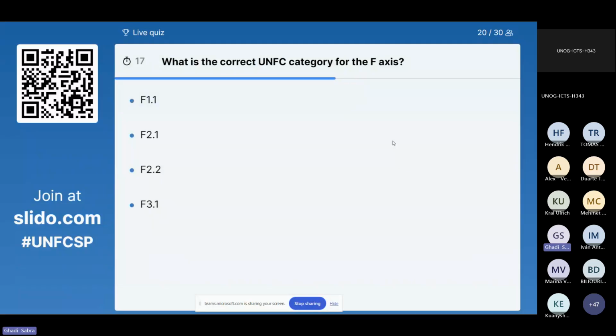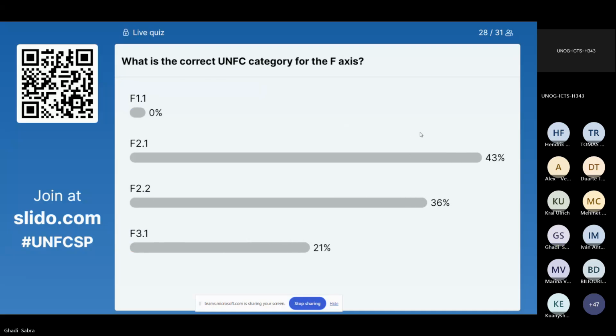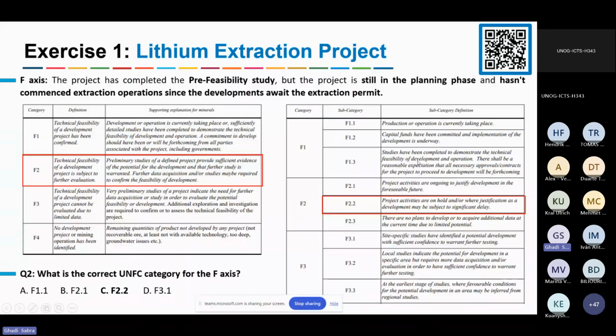That's good. We have 30 enthusiastic participants with us now. That's a good number. Five, three, two, one. Let's see what the majority has answered. So it's close between F2.1 and F2.2. Let's see what the correct answer is, F2.2. This is a bit of a tricky one.